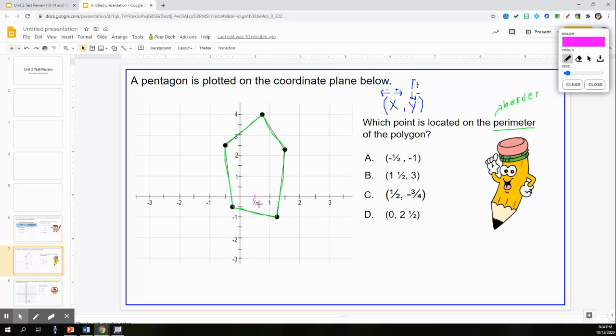So I need to go negative 1/2. So I'm going to the left, and negative 1, which means I'm going down. So to the left and down. And I want to go down 1 whole unit. So I want to go all the way down to negative 1. So my first point would be right here.